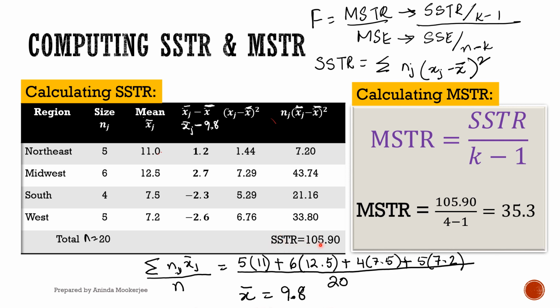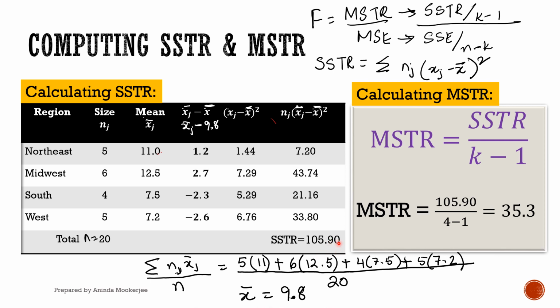Once we do all those calculations, we just need to sum them up, and that's going to be our SSTR. So what we did was run through this formula step by step through this table. First we found our x bar, then we subtracted the individual means from the x bar value, and then we squared each of these values, and then we multiplied them by their respective sample sizes. After summing up all the values in the last column, we came up with an SSTR value of 105.90.